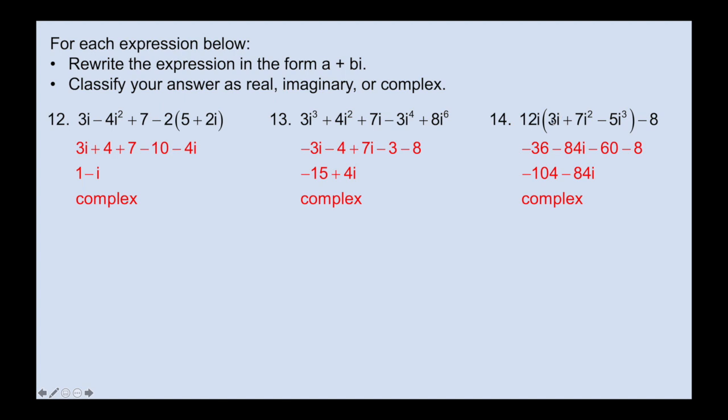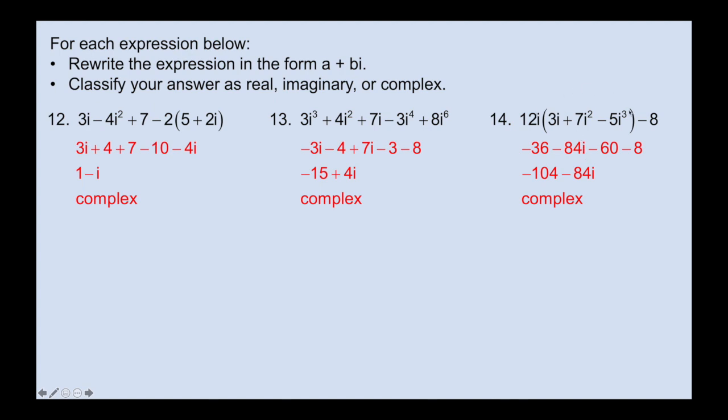For 14, I'm going to distribute 12i to all three. 12i times 3i is going to give me 36i squared. I squared changes into a negative 1 though, so that is going to become negative 36. Then if I'm multiplying 12i times 7i squared, I'm going to get 84i to the third. Once again though, i to the third is going to change into a negative i, which makes this negative 84i.